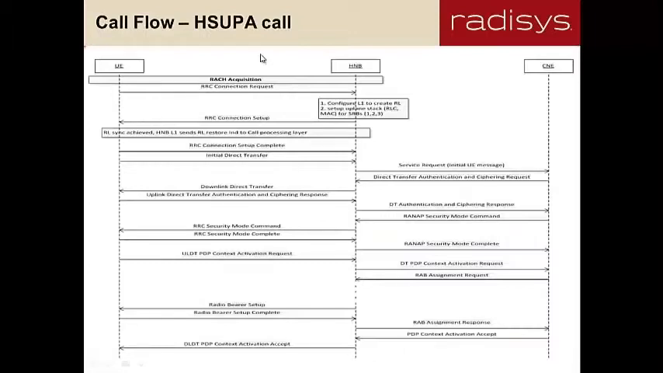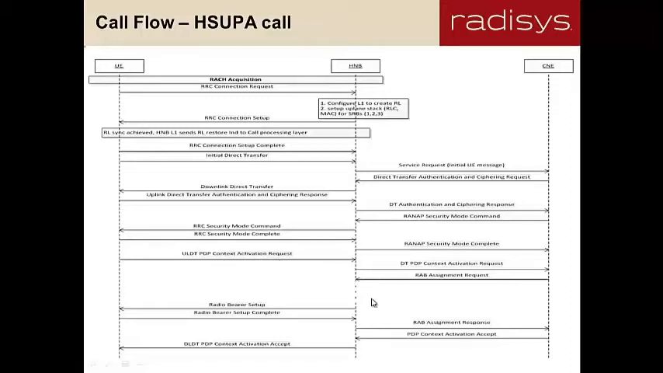Let's have a look at the call flow for mobile initiated HSUPA call. Firstly, the RRC connection procedure is performed between UE and the HNB. Then UE sends initial direct transfer message requesting for the service. Then authentication and security mode procedures are performed between UE, HNB and the core network. Once the security mode procedure completes, UE will request for PDP context activation.